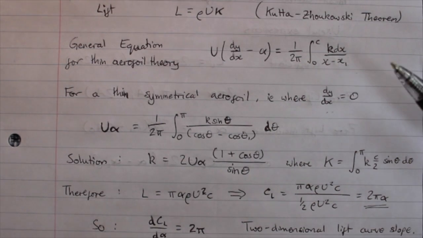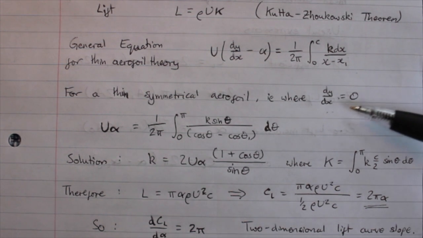Here we have the general equation for thin aerofoil theory. This can be derived by making certain assumptions about the aerofoil and certain parameters, and then also considering the aerofoil as a single thin camber line. The following equations here can be derived from this, and they are more specific to thin symmetrical aerofoils. So in other words, where the gradient of the aerofoil all the way along the aerofoil is 0.